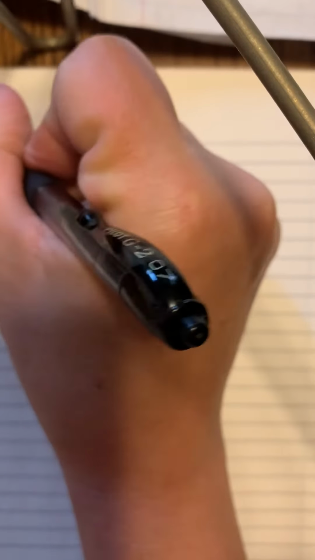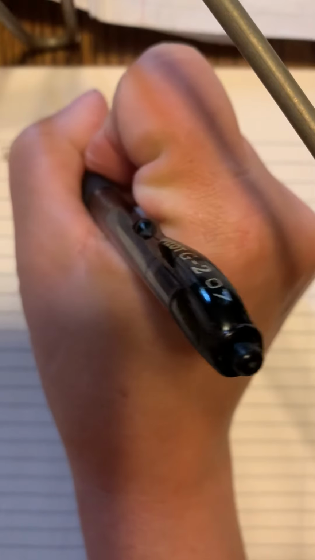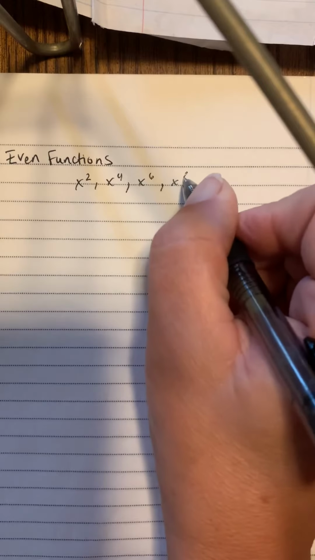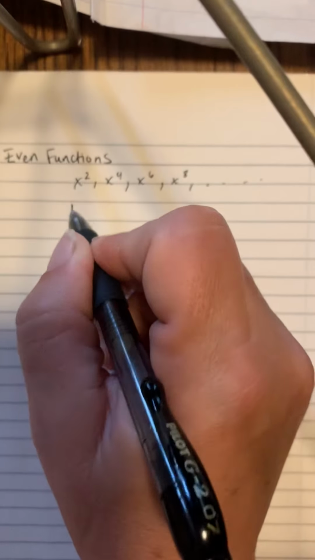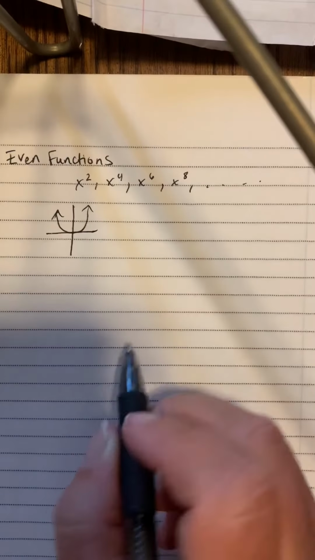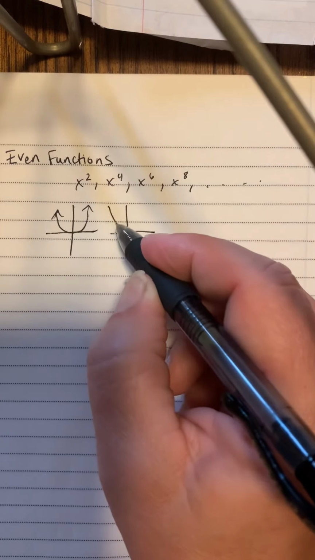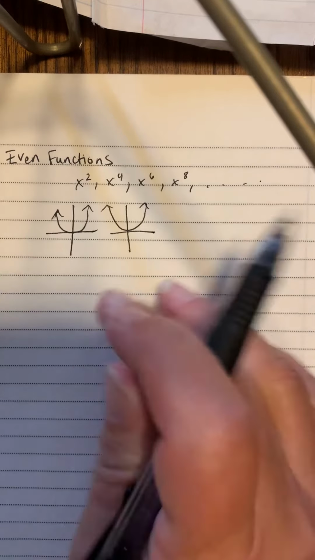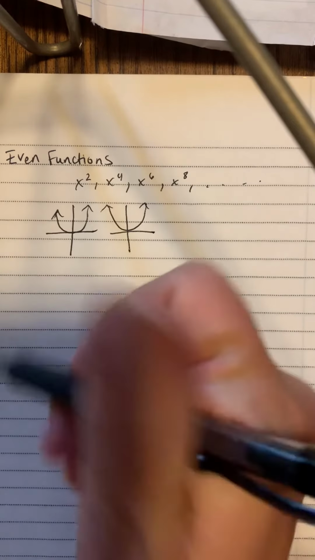All right, so to determine if a function is even, odd, or neither. Even functions are like x squared, x to the fourth, x to the sixth, x to the eighth, and so on. If you remember, x squared makes a parabola like that. X to the fourth just makes a wider bottomed parabola. As the degree gets higher, as the power gets higher, the fatter they get at the bottom.